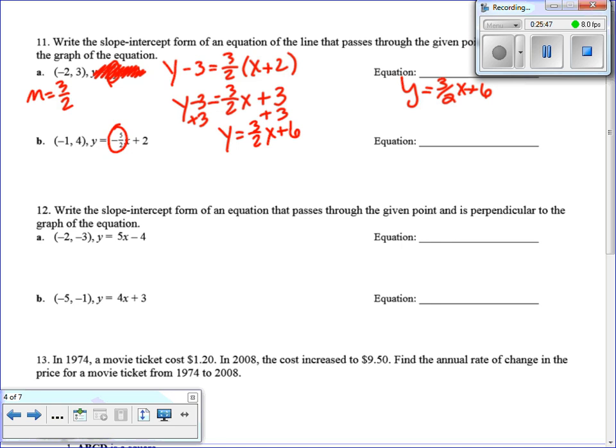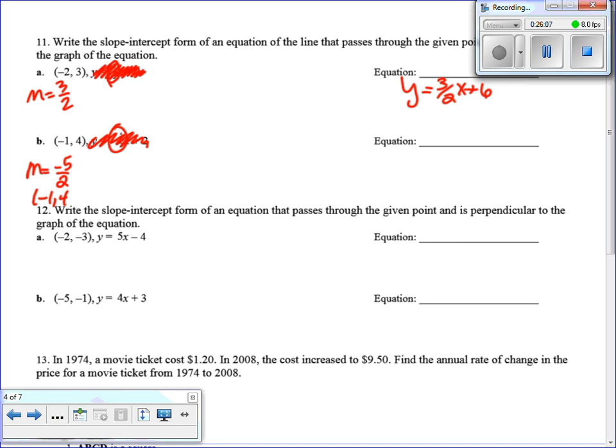So the slope that we're given is negative 5 over 2, so we're going to use that as our slope. And then we have our point, which is negative 1, 4. I don't need anything else from this line anymore, so I'm going to get rid of that part. Put it in point slope form first. So that's going to be y minus 4 is equal to negative 5 over 2, x plus 1. And then distribute. So we have y minus 4 equals negative 5 over 2x minus 5 over 2.